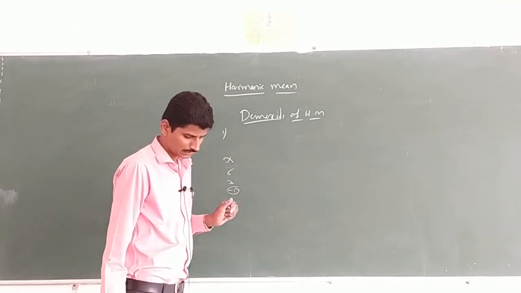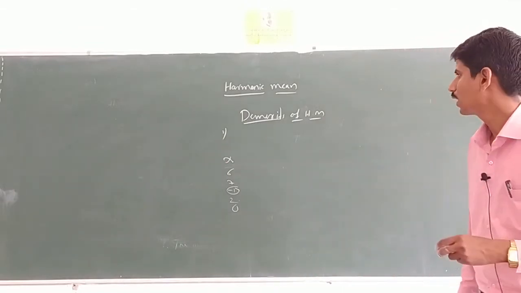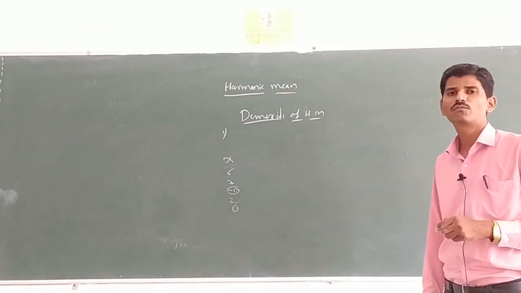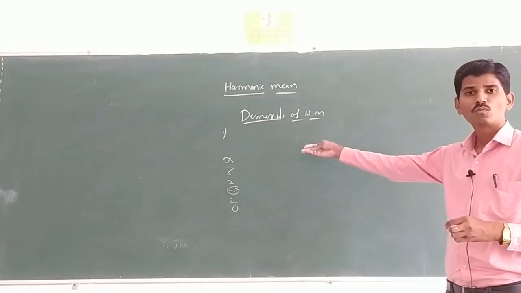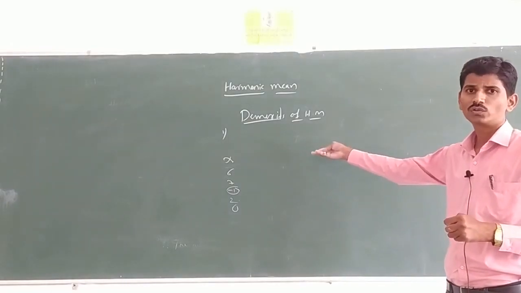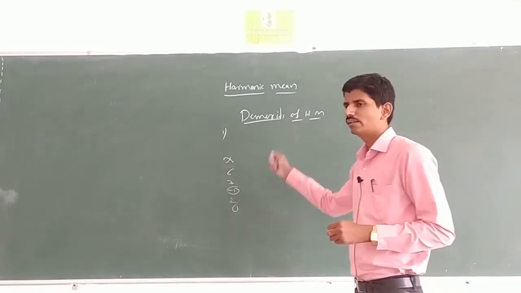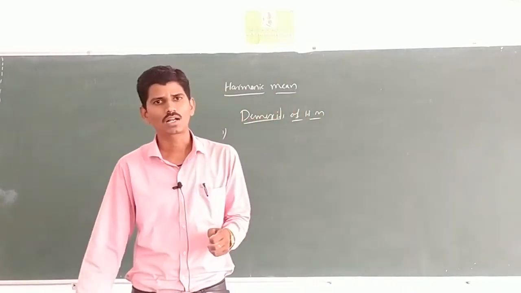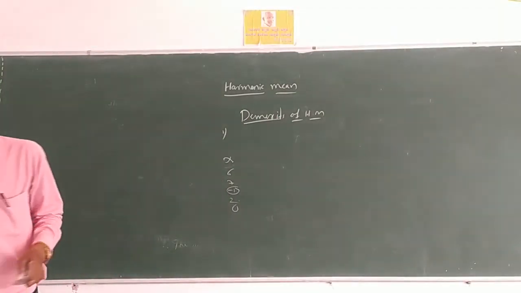What is the drawback? The harmonic mean cannot be calculated when there are both positive and negative items in a series, or when values are 0. These are the merits and demerits of harmonic mean. The next concept is the relationship among AM, GM and HM.